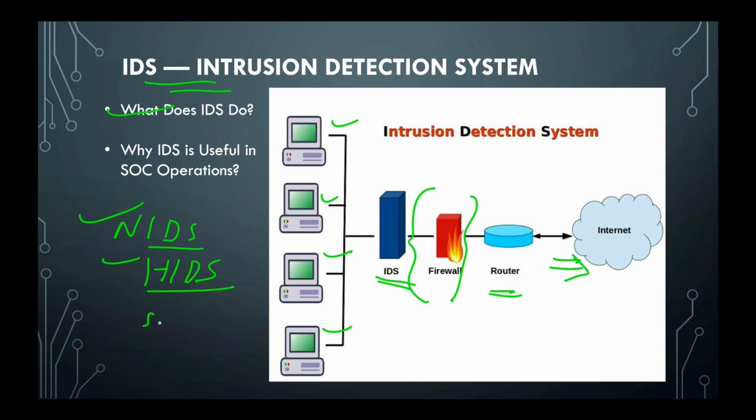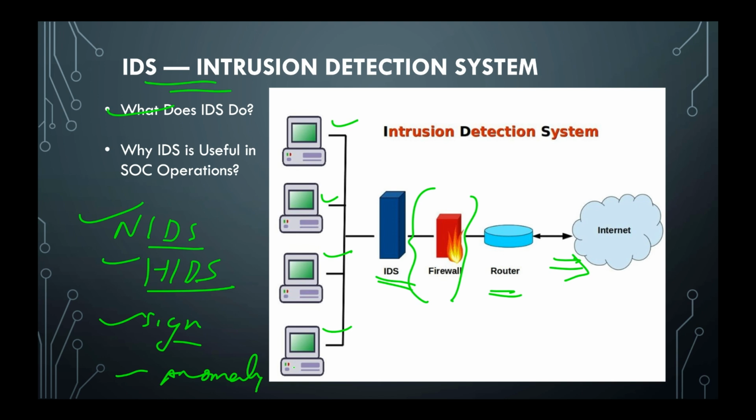Then we have signature-based IDS. It matches activity against a known database of attack signatures, so it is great for catching known threats. Then also we have anomaly-based IDS, which detects deviations from normal behavior. So it is super useful for catching unknown or zero-day attacks.